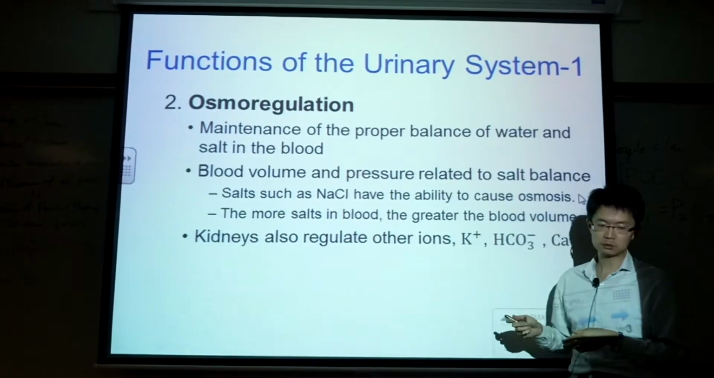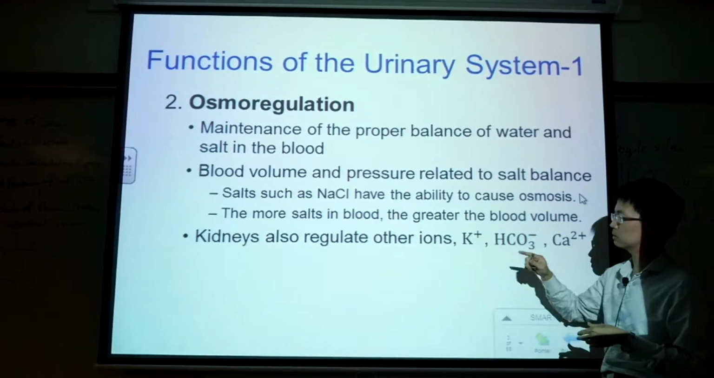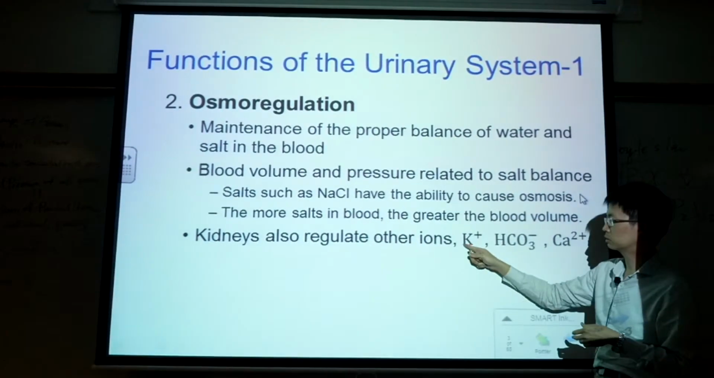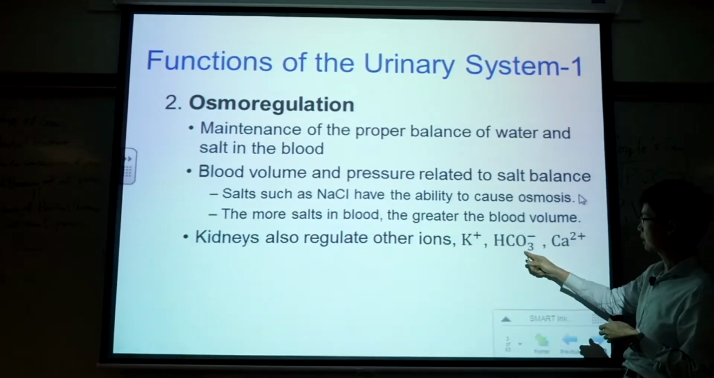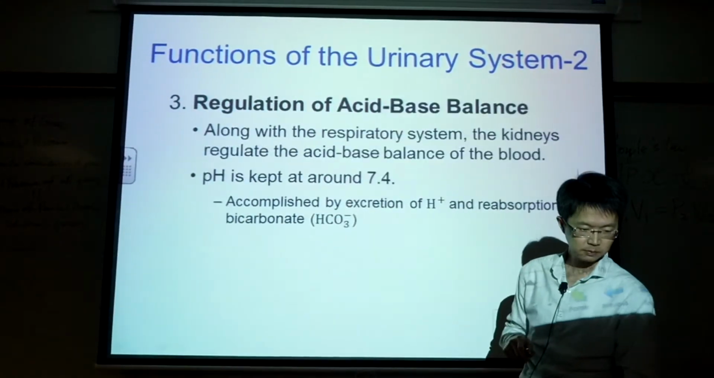Sodium chloride is the major one that the kidney controls. It also controls potassium, bicarbonate, and calcium ions.